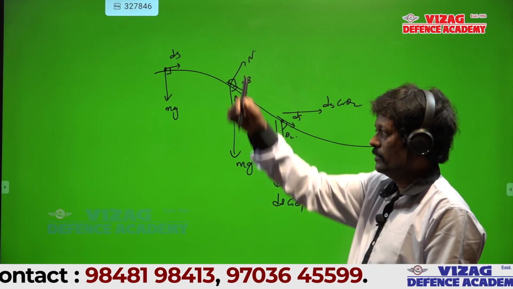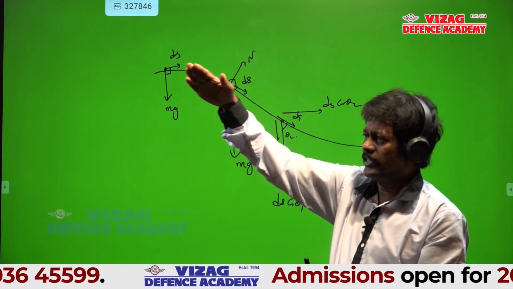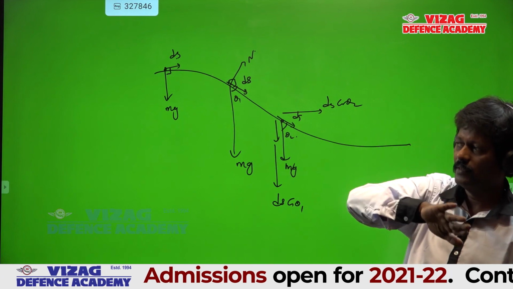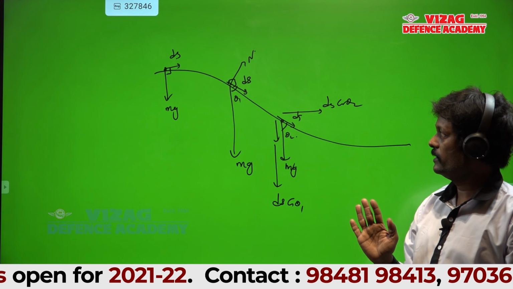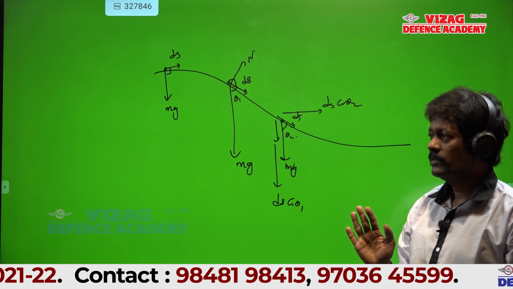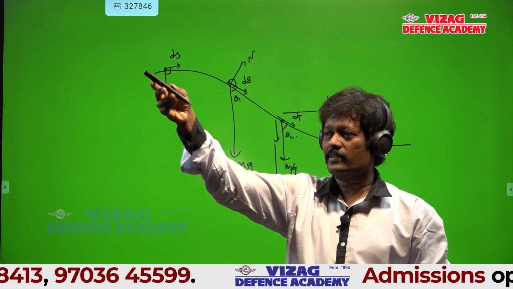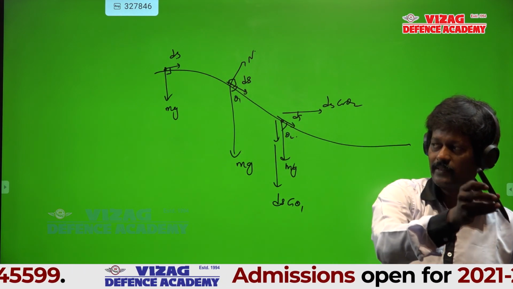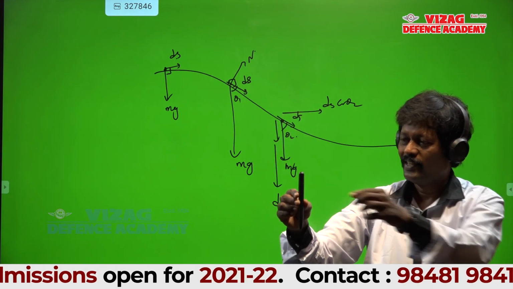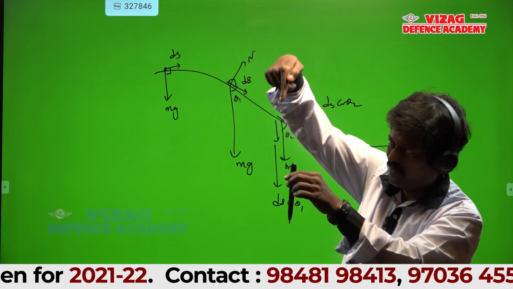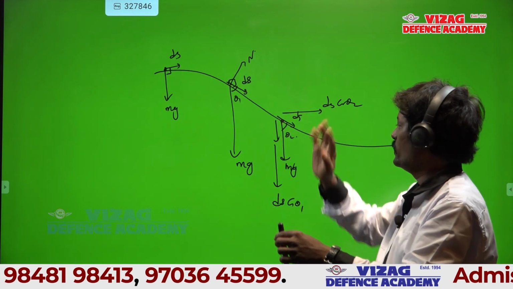What we have done? mg is vertically down. Finally, let the body come like this. Vertically, how much did it come down? 2 meter. See, the body is coming like this, like this, like this and like this, but finally vertically it came down 2. So I took mg into vertical displacement into cos 0. The sum became so easy now.